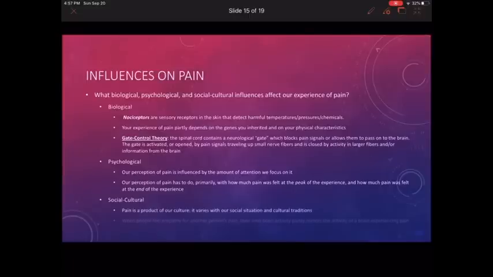Social cultural factors. Pain is a product of our culture. It varies with social situation and cultural traditions. And when people feel empathy for another person's pain, their own brain activity partly mirrors the activity of a brain experiencing pain. And this goes back to those mirror neurons that we talked about in Chapter 7, Observational Behavior, or observational learning rather.